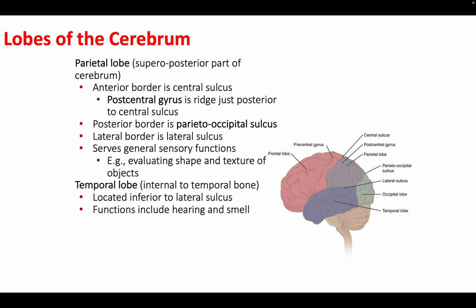So the second part is known as the parietal lobe. So this is just posterior to our frontal lobe. It contains the post-central gyrus, which we said contains the primary sensory or primary somatosensory cortex. It is also kind of in contact and borders the temporal lobe as well as the occipital lobe more posteriorly. It's divided from the occipital lobe by this parieto-occipital sulcus. It has a couple of different sensory functions in terms of things like evaluating shape and texture of objects.